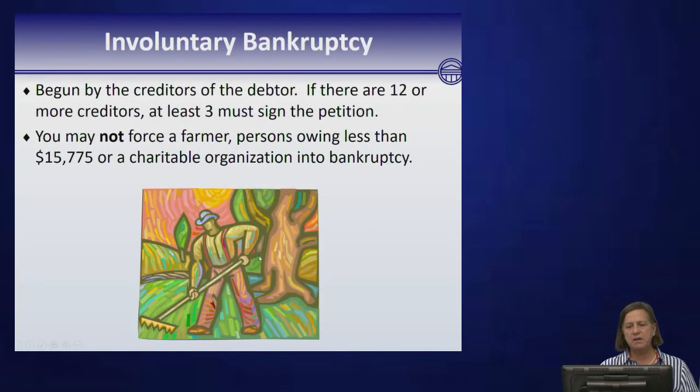Involuntary bankruptcy is begun by the creditors of the debtor. If there are 12 or more creditors, at least 3 have to sign the petition. And remember, you may not force a farmer or someone who owes less than $15,775 or a charitable organization into bankruptcy.